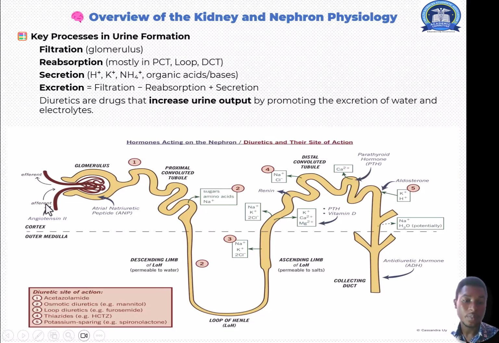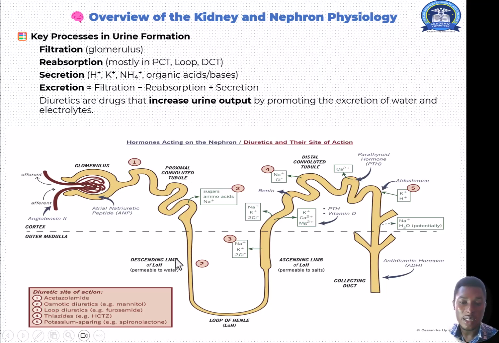Okay, so like I said, we have the afferent arteriole branching into the glomerulus, and we have some filtration happening here. Now, on the proximal convoluted tubule, we said the majority of the reabsorption occurs here, and so we have agents that will tend to block the reabsorption process here, and these ones are called carbonic anhydrase inhibitors. There is an enzyme called carbonic anhydrase. We'll talk about it. We have acetazolamide as one of them, and even some of the osmotic diuretics like mannitol would also act here. Okay.